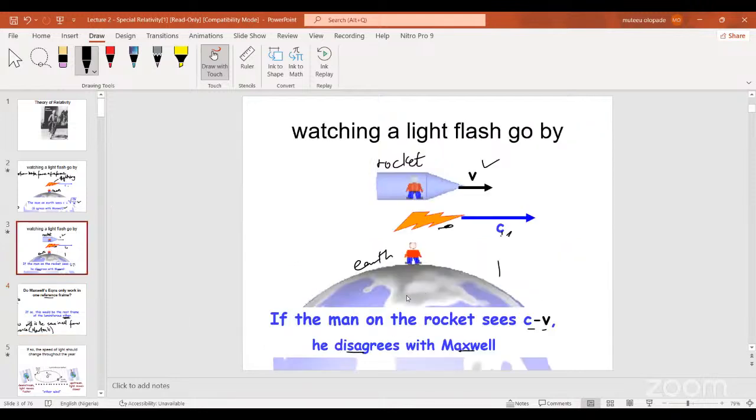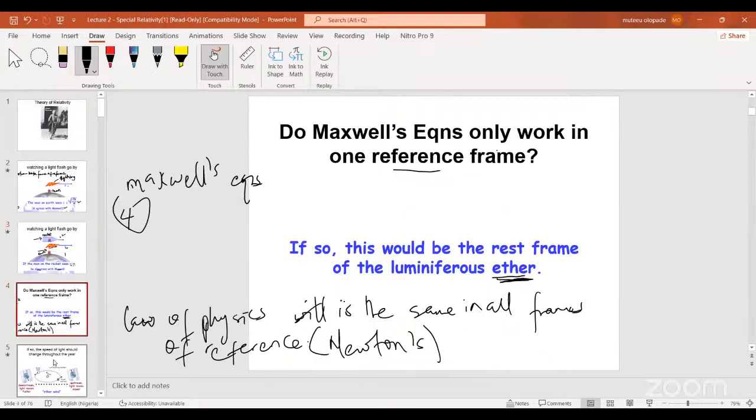It's not the same. What the man on the earth will observe is not the same as what the man in the rocket is going to observe. They are not the same. So the speed of the lightning is not the same. So we now want to look at what is really causing this difference in the observation. What is causing the difference? And what brought about this difference?